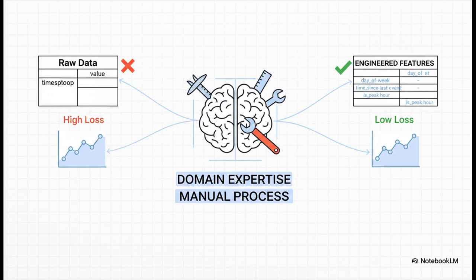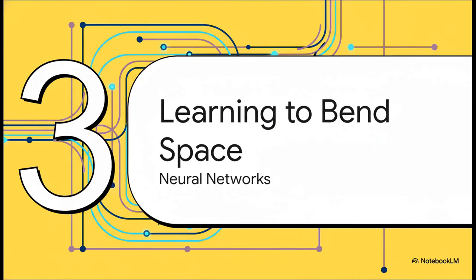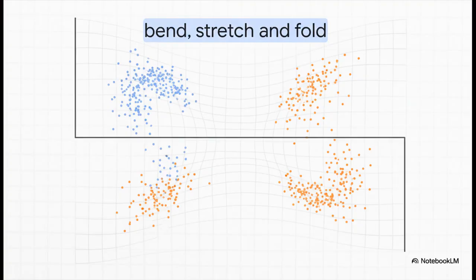It required massive domain expertise and created this huge bottleneck in progress. Now we get to the paradigm shift. Let's look at the elegant, powerful solution to this problem. A totally new kind of model that learns the features and the patterns all by itself. Instead of trying to fit a rigid line to messy, complicated data, a neural network does the exact opposite.